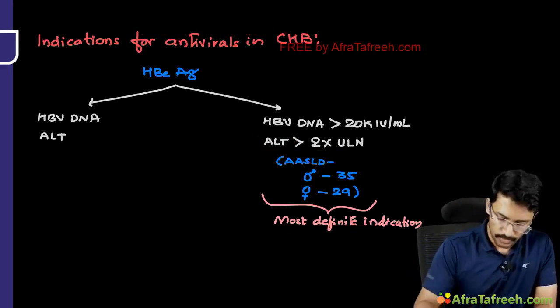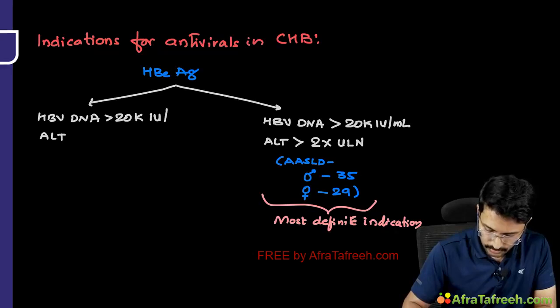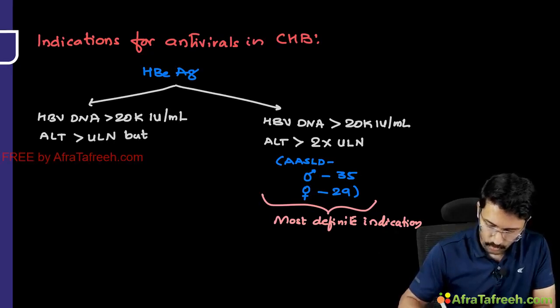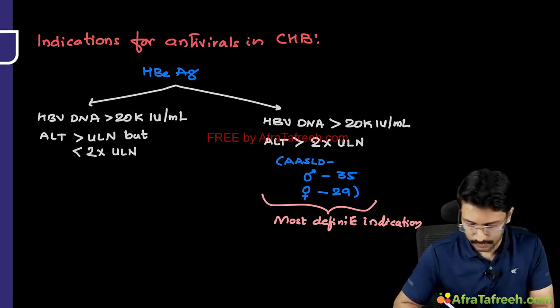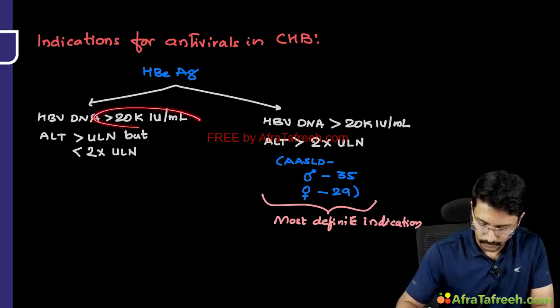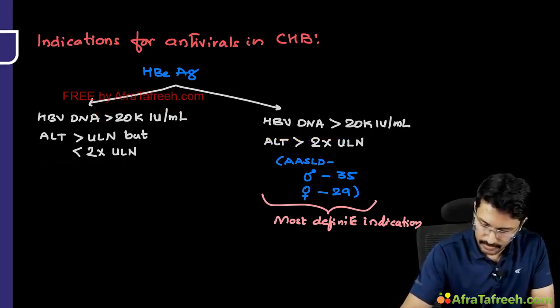Now if the HBV DNA is more than 20K international units per ml, but ALT is more than the upper limit of normal but has not crossed 2 times the upper limit of normal, in those cases, what should we do? There is evidence of active viral replication, but evidence of inflammation is limited. So we need not treat all these patients, only selected cases we will treat.